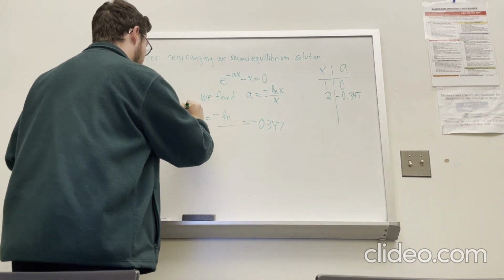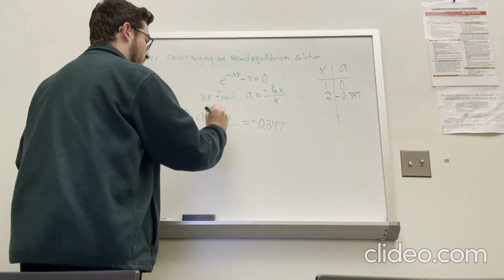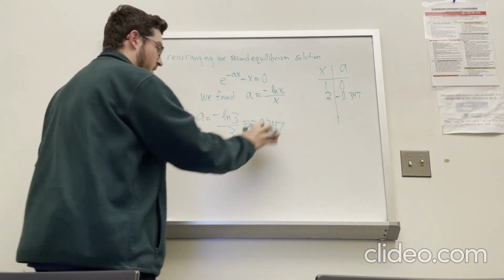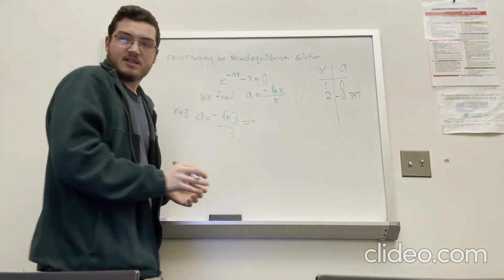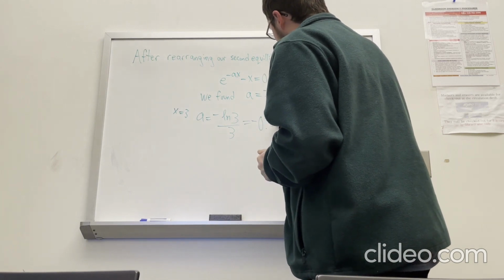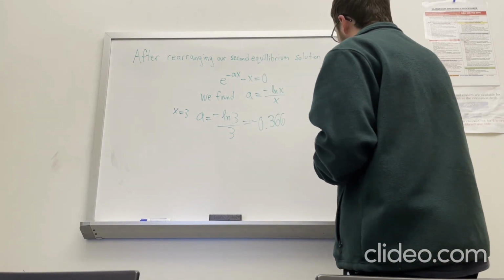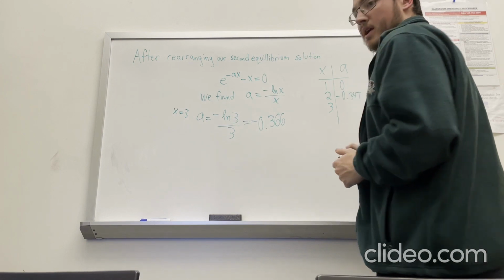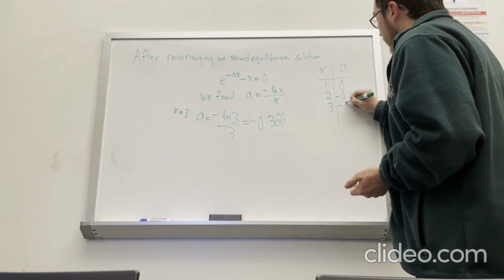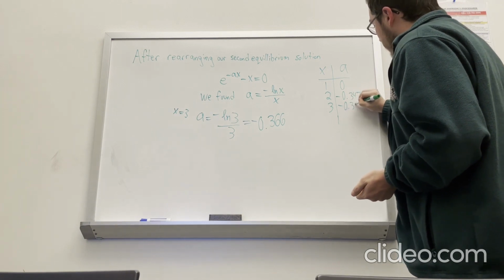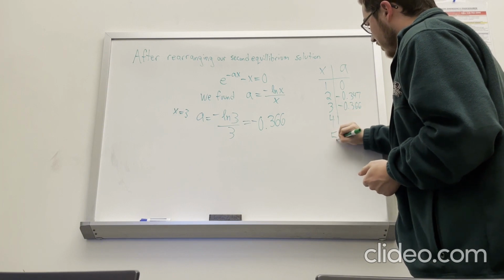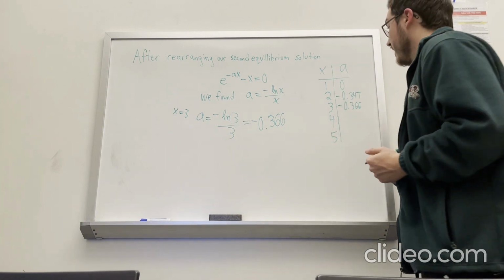For x equal to 3, we have the negative natural log of 3 divided by 3, and this is equal to approximately negative 0.366. All right, so for x equal to 3, we find that a is equal to negative 0.366. All right, so what about for 4 and for 5? x equal to 4 and 5.